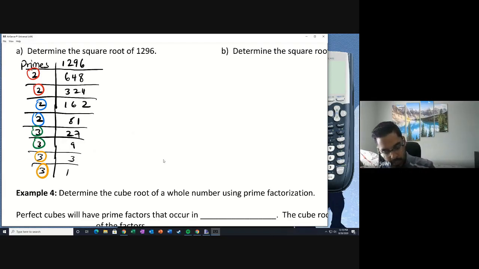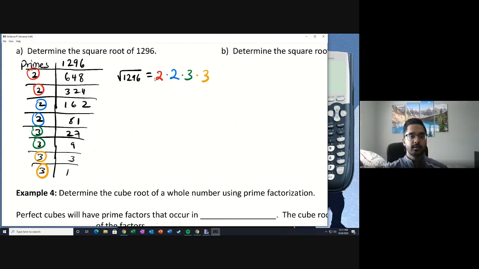So if I say that I'm going to do, actually let's write this out first, sorry. Let's do the square root of 1296 equals. Okay, we're taking one of the 2s, one of the other 2s, and then a 3, and then the last 3. So one from each group. You can see it's all color coded. We're taking one from each, and we are taking the product of those primes.